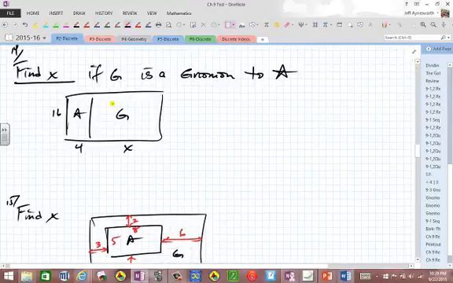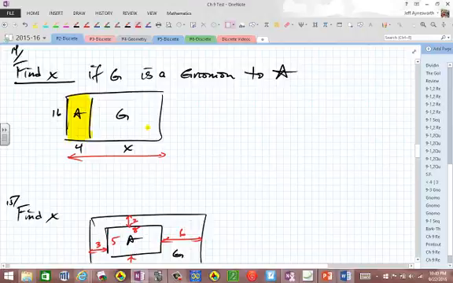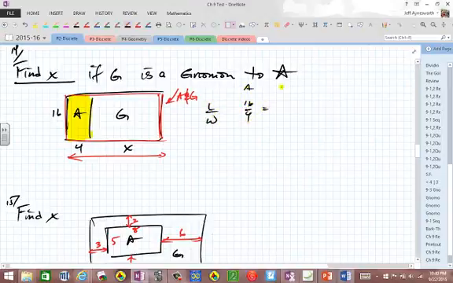All right, here we got to find x. So here you got a rectangle A inside a bigger rectangle, whatever this is by 16. A and G combined, so A and G is this big rectangle in red. Okay, so watch this, length to width. For A, it's 16 to 4. For A and G, it is 4 plus x to 16. Long to short, 4 plus x to 16.